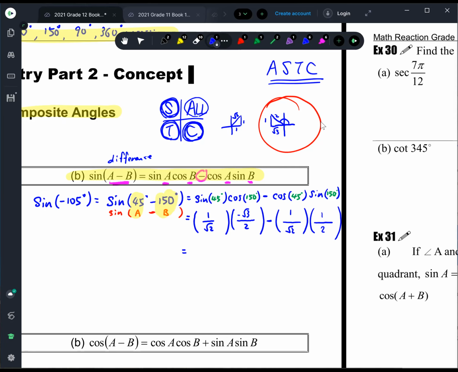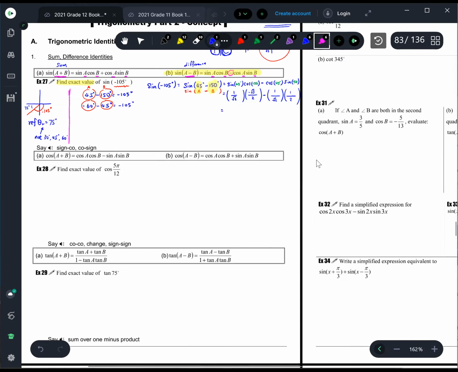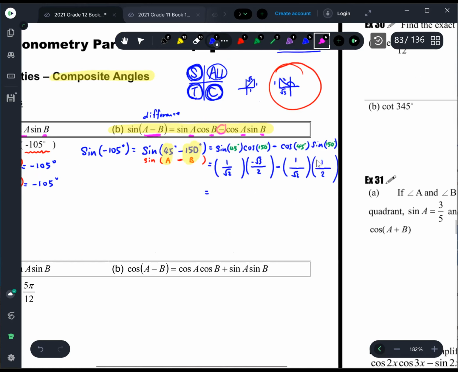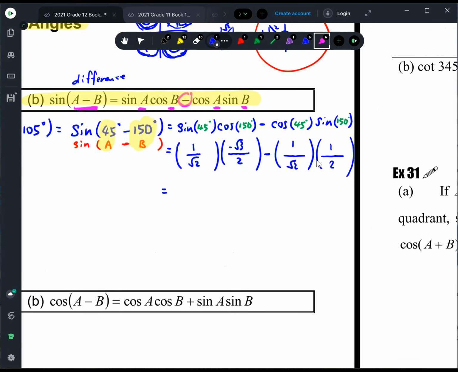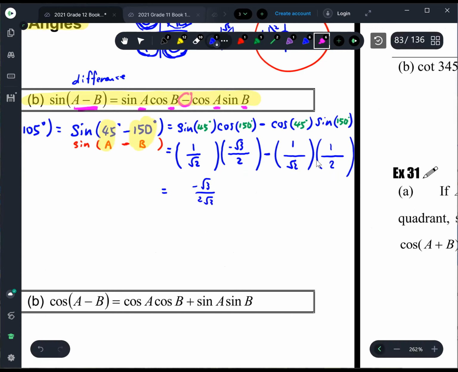So in the second quadrant, the sine will be positive. So that's how we keep it positive. The only thing that's negative is cosine, which has a negative root 3 over 2. Okay, so now we need to simplify it. We just multiply the fractions and put them together. So we have negative root 3 over 2 root 2, that's the first two, minus 1 over 2 root 2.